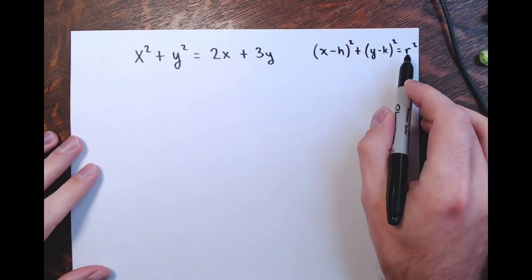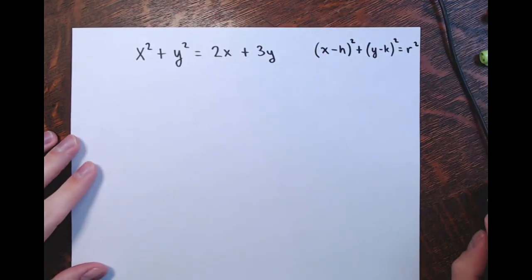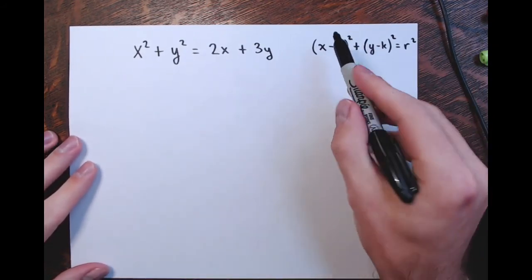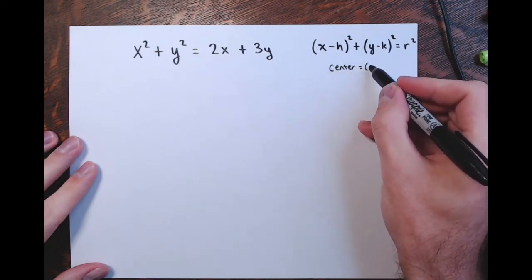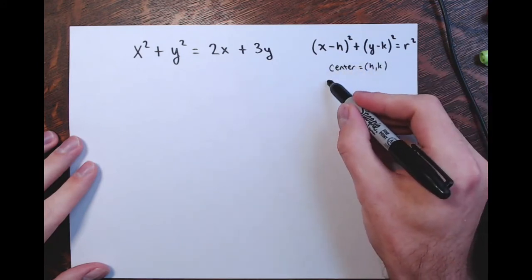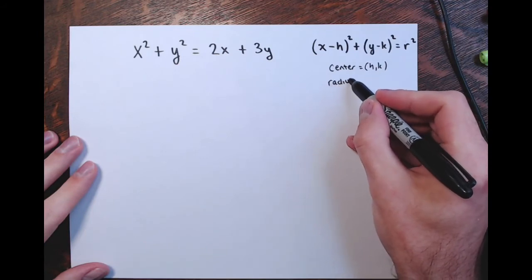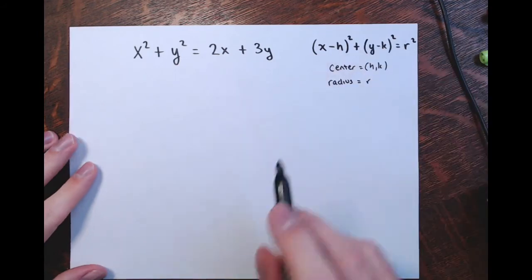Remember, this was the standard form for the equation of a circle whose center was the point h comma k, and whose radius was r. Hopefully this rings a bell.